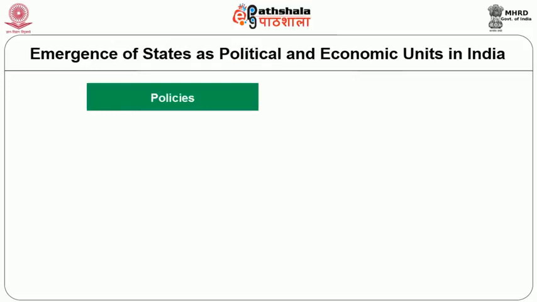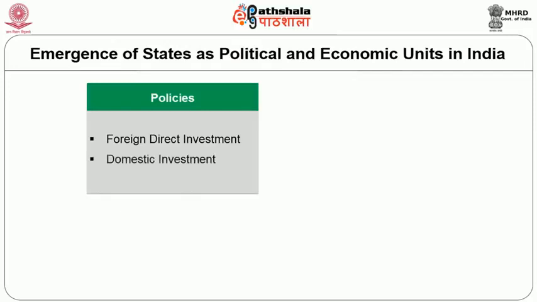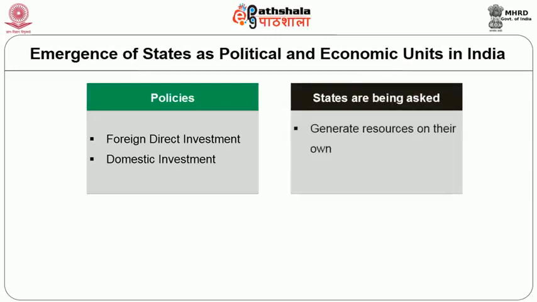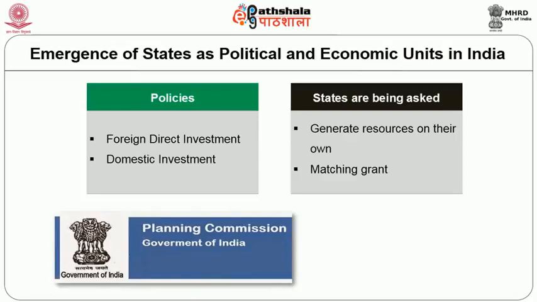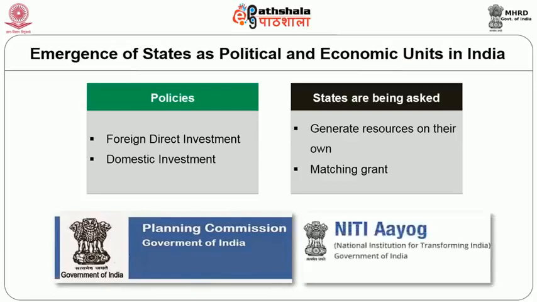They went all out to attract foreign direct investment, and also to attract domestic investment, and they went from strength to strength. And right now you find that the central intervention is going down and the states are being asked to generate resources on their own. States are being asked to give the matching grant, whatever grants come from the center. And as you have seen, bodies like the Planning Commission, which was instrumental in holding control over the states, have now been replaced by Niti Aayog.